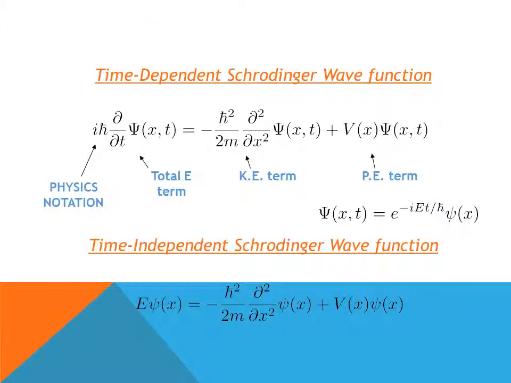Time dependent Schrodinger equation. Here i is the imaginary unit, and the total energy term is equal to the kinetic energy term plus the potential energy term. The sum of the kinetic energy term and potential energy term is called the total energy term. Minus h-bar squared divided by 2m, del squared psi of x,t is called the kinetic energy term, and V of x times psi of x,t is called the potential energy term. The time independent Schrodinger wave equation is also given below.